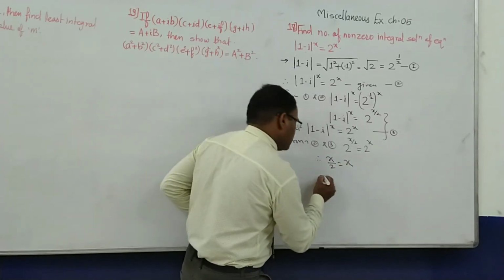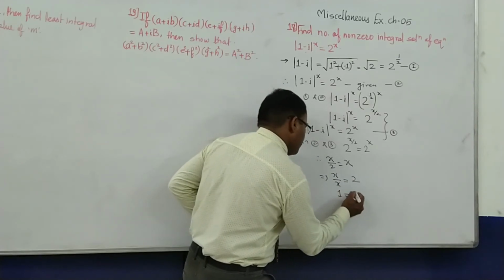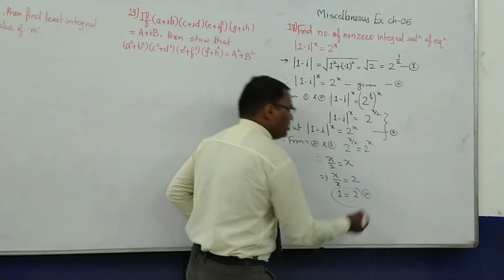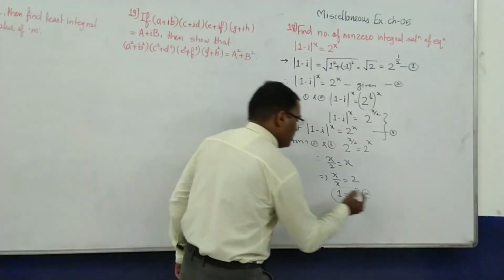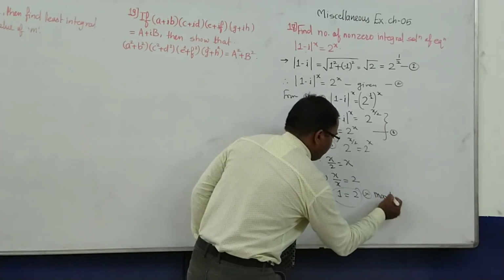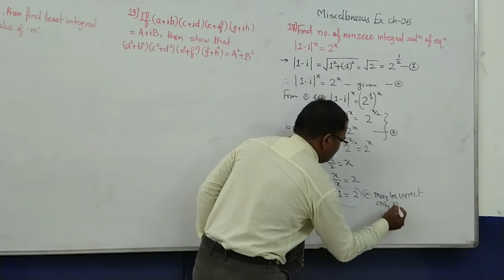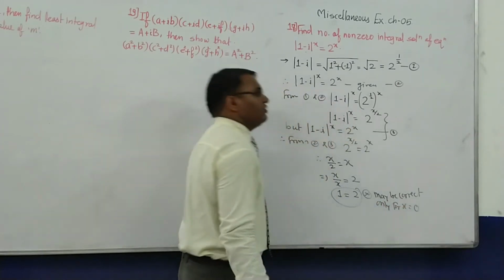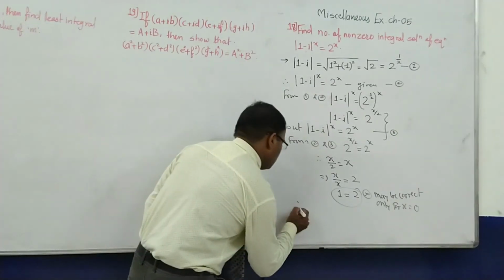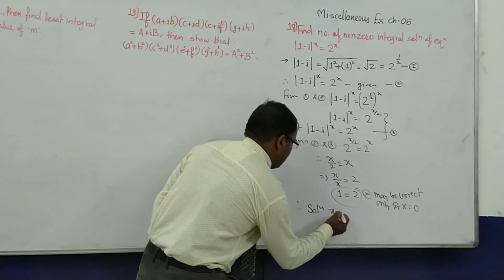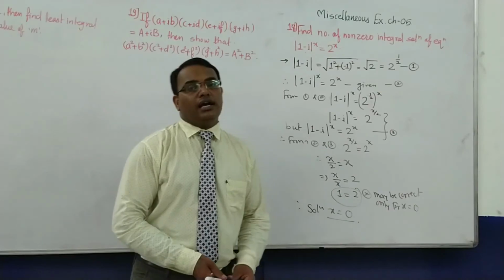So just simple calculation, it will be x upon 2 is equal to x. Is it possible? It is possible only for x is equal to 0. When x is equal to 0, only then it is possible. So therefore the solution is x is equal to 0, because for any other value it won't come.